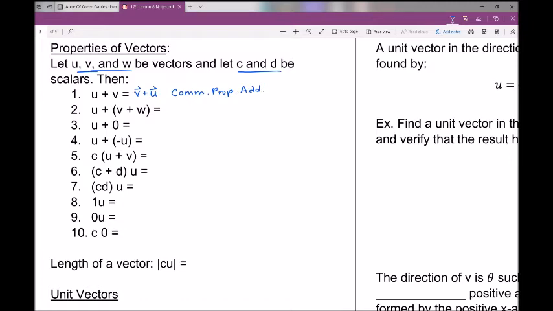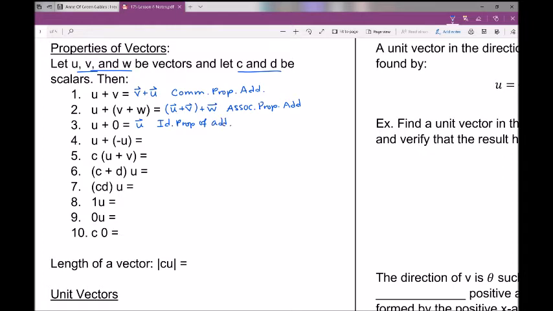Okay? Now, let's say you were adding 3 vectors and you wanted to group together v and w first. Well, this is the same thing as if instead you had grouped u and v first and then added w. So that is your associative property of addition. So again, just like numbers. If we add 0 to a vector, we just get the vector back. And so that is your identity property of addition.